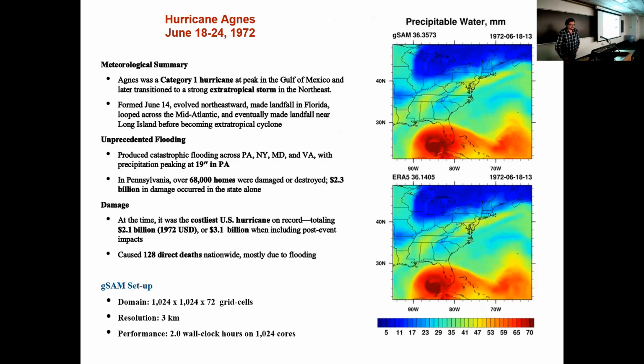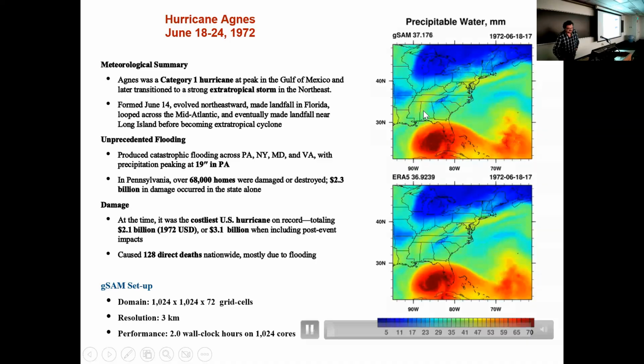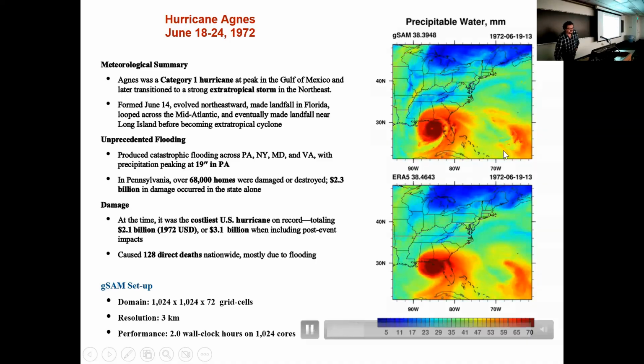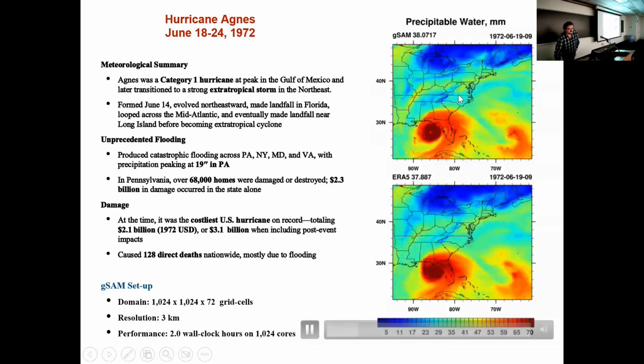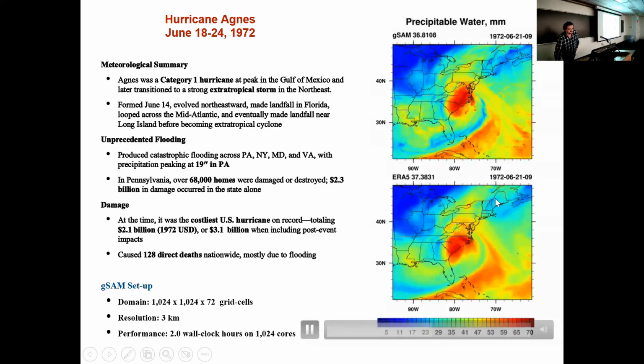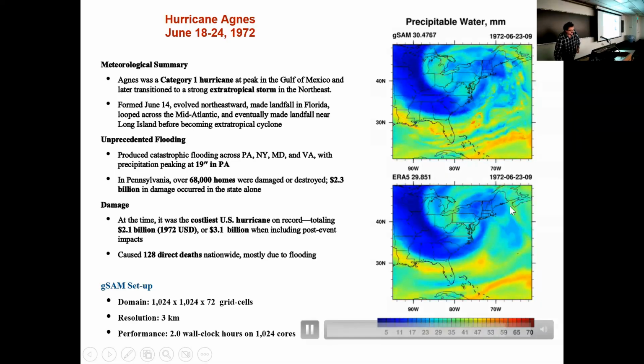And now this is Agnes, Hurricane Agnes, which was in 1972. Why I chose this hurricane: it caused catastrophic flooding in Pennsylvania and Virginia back then. And it was not a strong hurricane at all. It was a category 1 hurricane. But by its trajectory, you see, starting in the Caribbean again. I mean, in the Gulf of America, and then went to here.